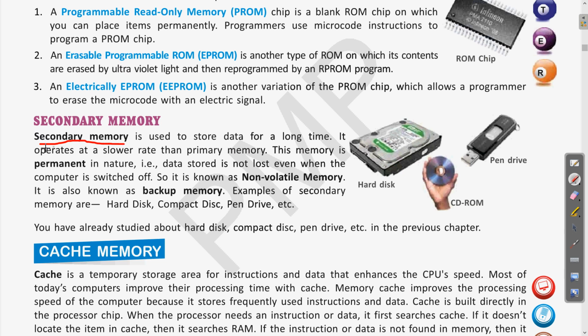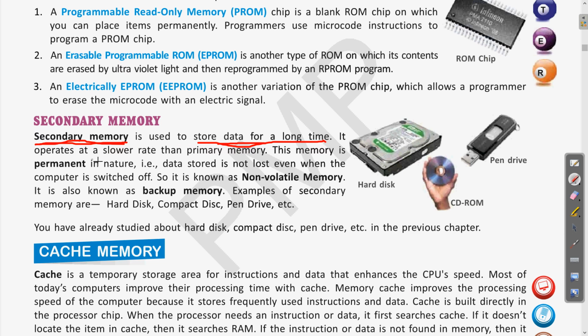Clear? In all of the previous types of memory, that is RAM and ROM, whatever instructions were saved were for a temporary time period. But the secondary memory is also called a storage device, used for storing data for a long time. Clear? Why is it said to be used for a long time? Because the nature of the material used for making the secondary memory is such that it can store the data for a longer duration of time.